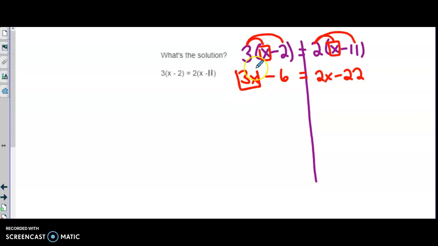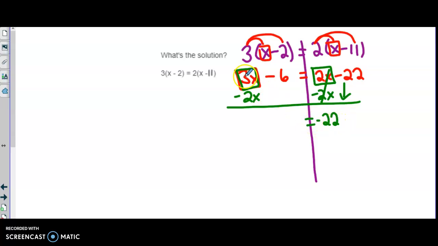Now we still need to finish solving for x. Oops, I thought I changed the color. Here we go. So I have a 3x on this side and a 2x on that side. I need to get them on the same side. So I'm going to get rid of the 2x. Whenever you have to go across this line, remember you always have to do opposites or inverse operations. So the opposite of a positive 2x is a negative 2x. I'm going to subtract 2x's from each side. 2x take away 2x is 0. That cancels. I'm going to bring my negative 22 straight down.